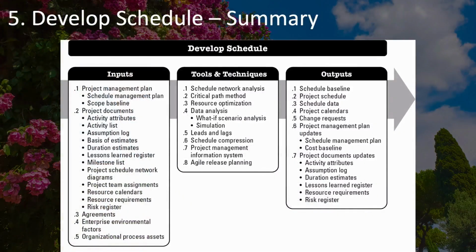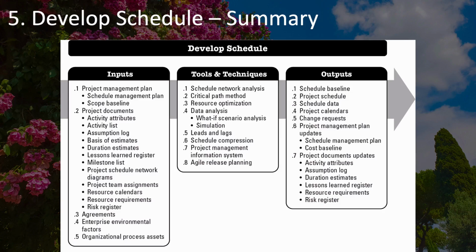Let's take a look at a summary of the develop schedule process. The main output is the schedule baseline, which includes your project schedule, your schedule data, and your project calendars. Change requests won't come into play your first time around, but once this has been baselined, then you could have some change requests that have to be handled by other knowledge areas based on changes you made in the schedule. You'll also have project management plan and project document updates across a number of different documents, depending on the details of your schedule.